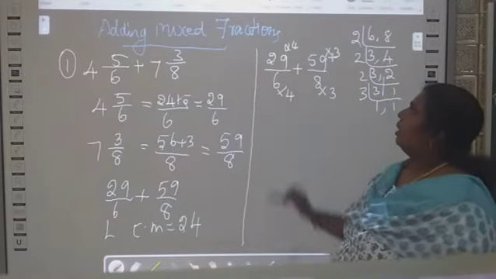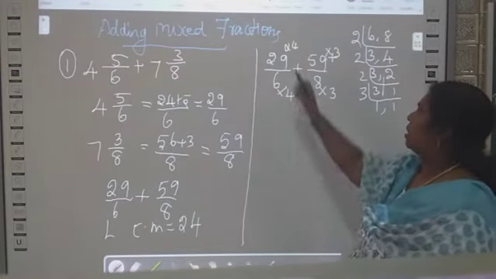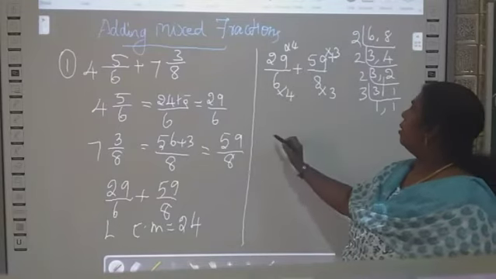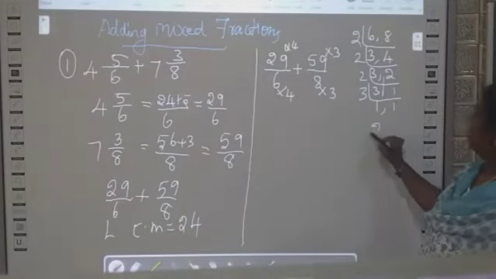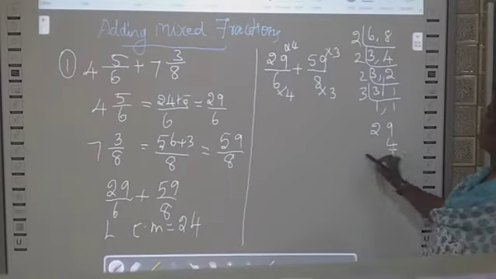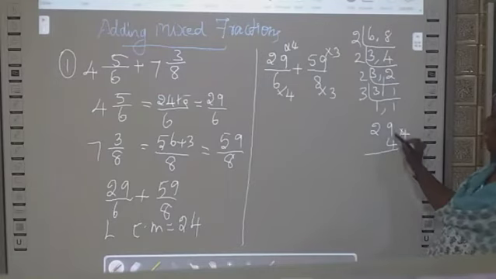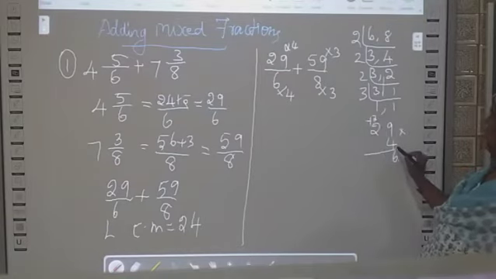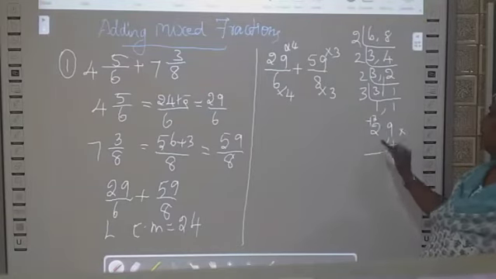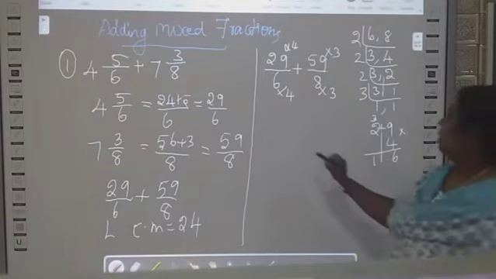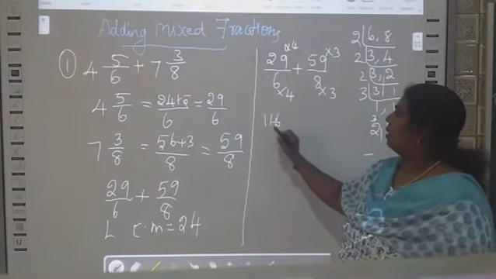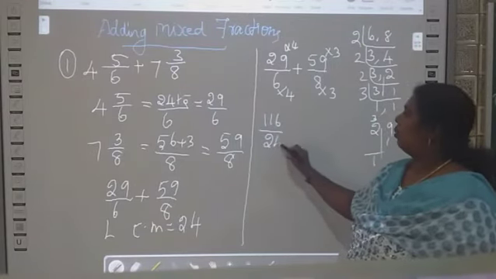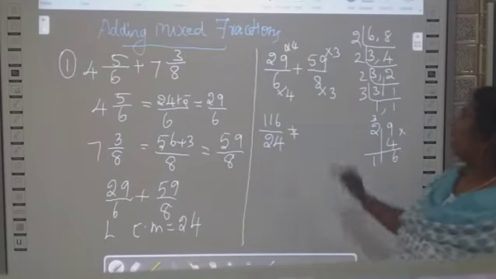Now 29 into 4, how much will it come? Just multiply. 9 times 4 is 36, isn't it? So 3. Then 4 times 2 is 8. 8 plus 3, 11. So 116. 116 divided by 24. Plus 59 into 3.